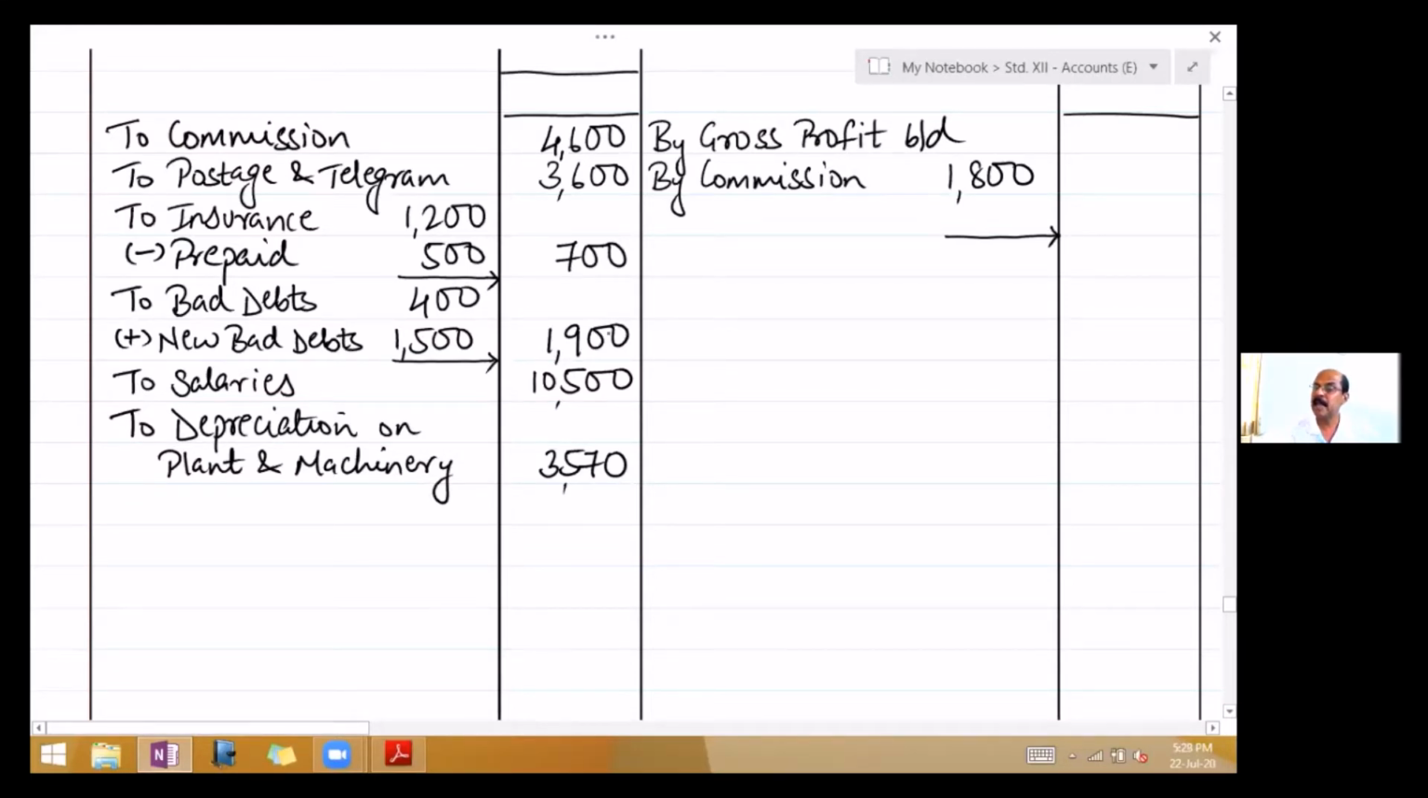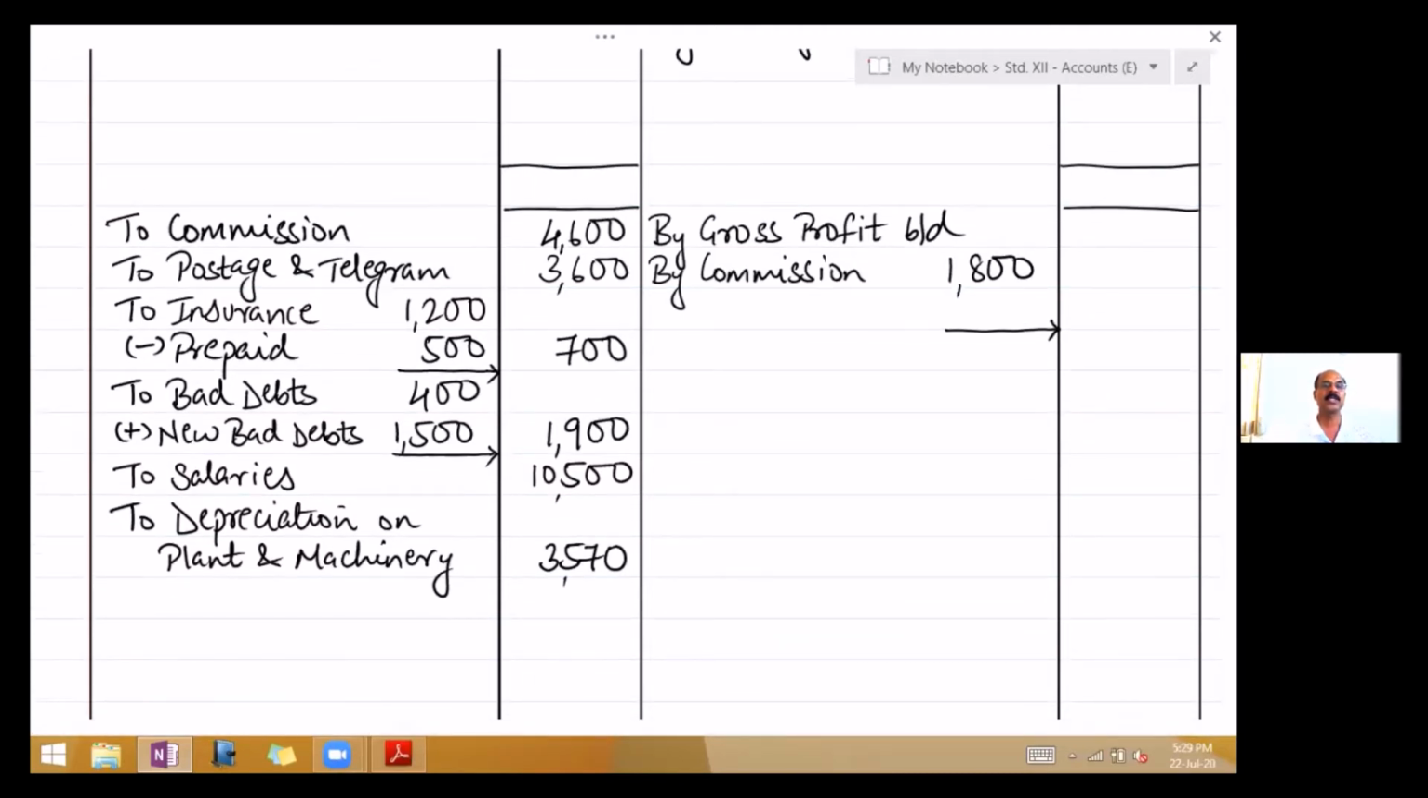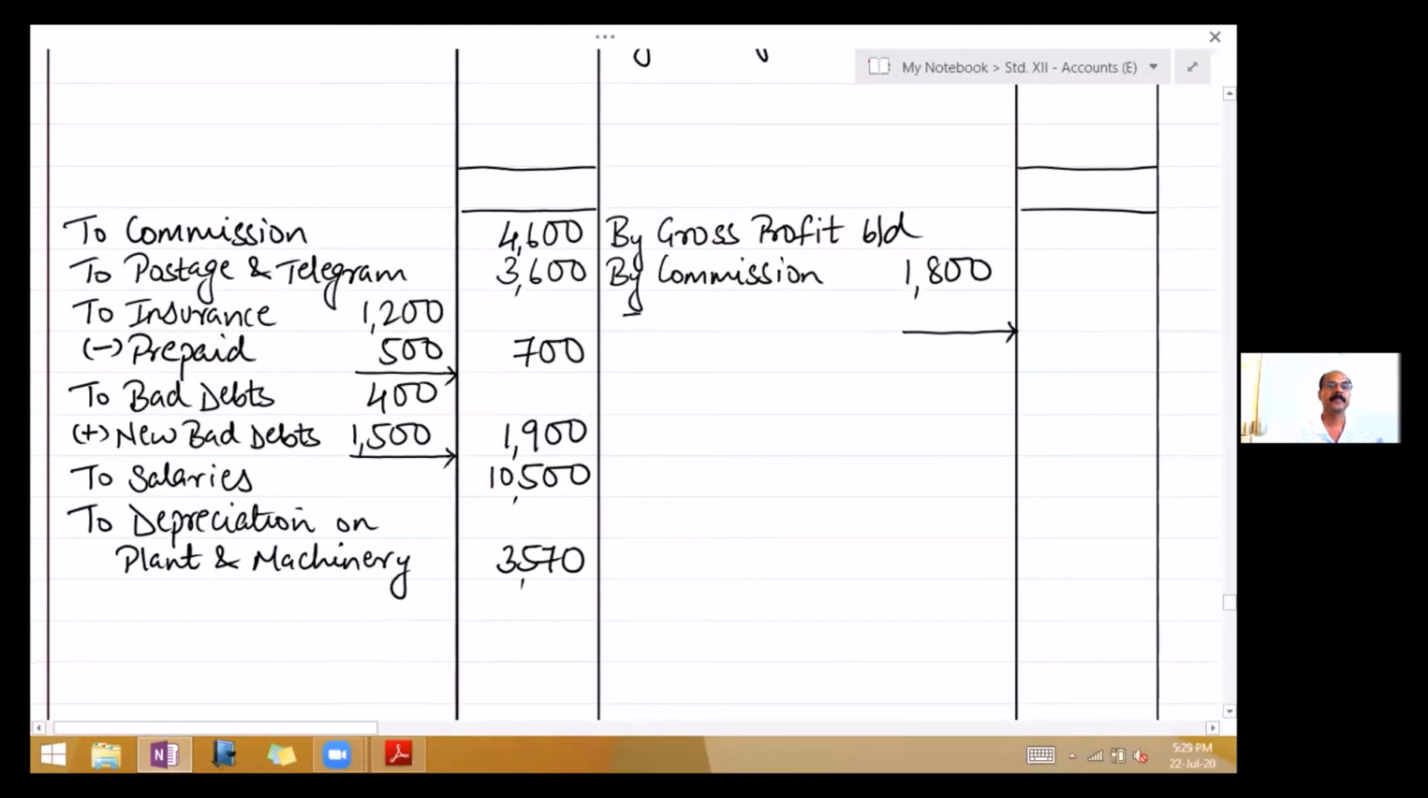Next, the last one. Commission due but not received. Outstanding commission. Any outstanding, whether it's expenditure or income, add. So add to commission plus outstanding. Amount is 1,200. Outer column 3,000.